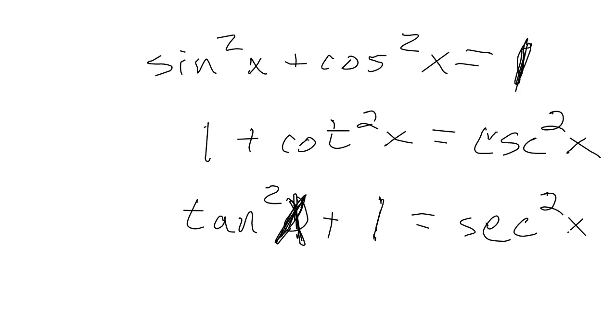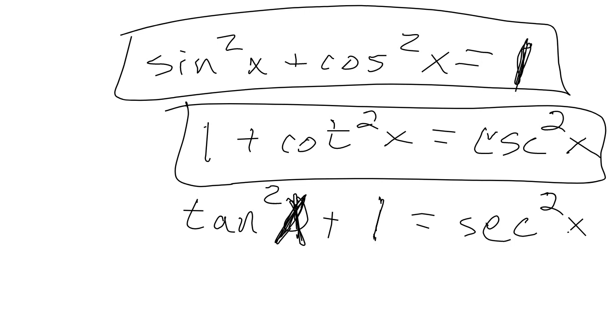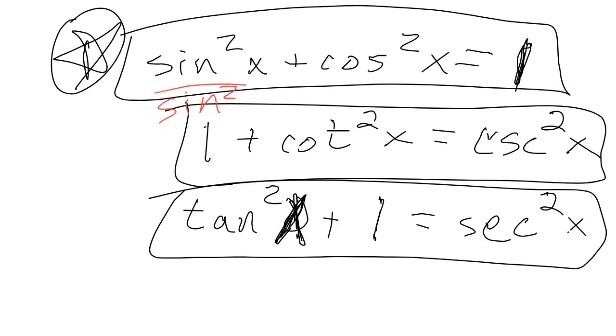So these are really based on this one. We have 3 different identities, and if you remember this one, you could figure out the other ones. I did that in class. The first one, I just divided both sides by sine squared x.